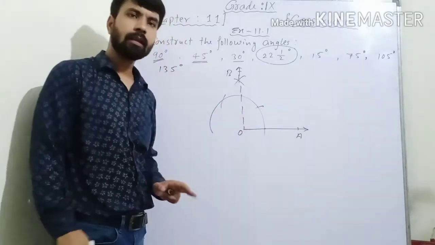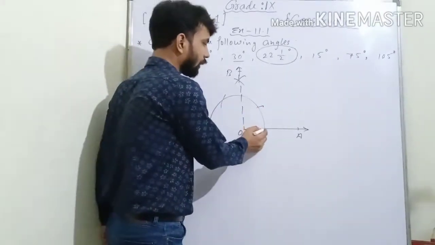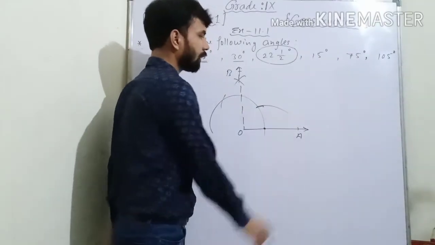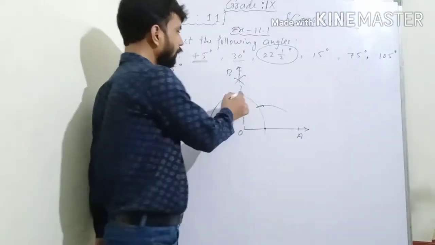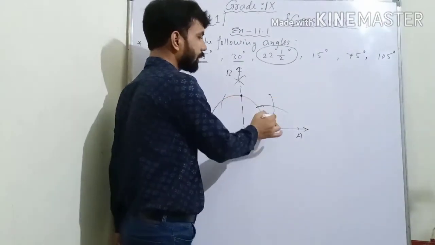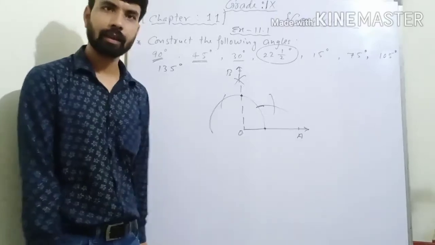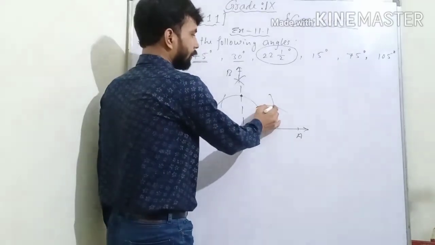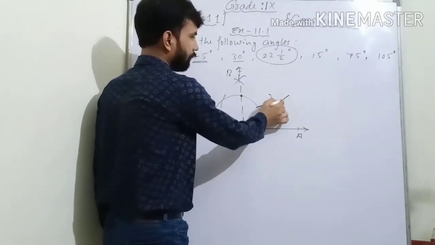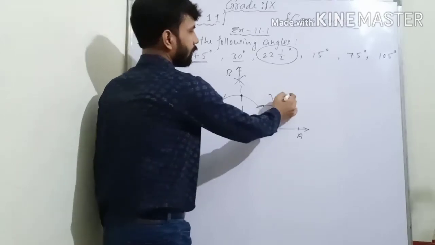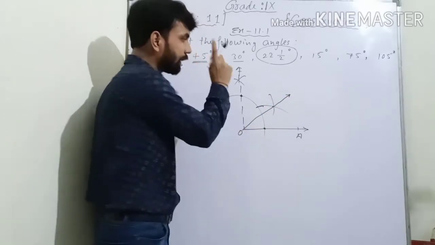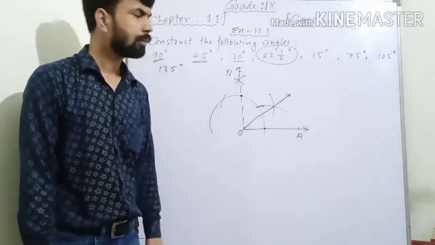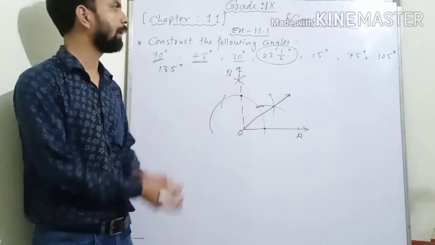Now we will bisect it. How can we bisect? We will put our compass here, construct an arc like this. Now we will put our compass here, construct an arc like this. Clear? This point and this point we will join together. This is the angle of 45 degrees. Clear? But we don't require a 45-degree angle.